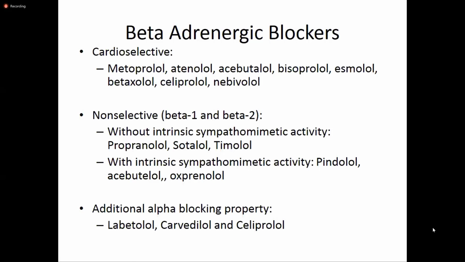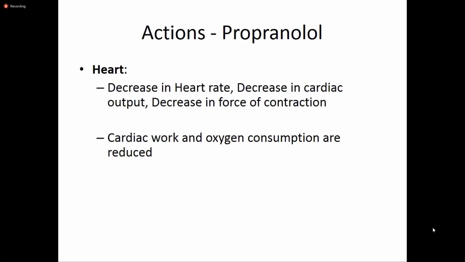Now, among all these beta-adrenergic blockers, propranolol, which is a non-selective beta blocker that blocks beta-1 as well as beta-2 receptors, is the prototype drug. So for beta-adrenergic blockers, propranolol is the prototype drug. Now coming to the pharmacological actions of propranolol. Because it blocks both beta-1 and beta-2 receptors, the pharmacological actions will be blockade of both.